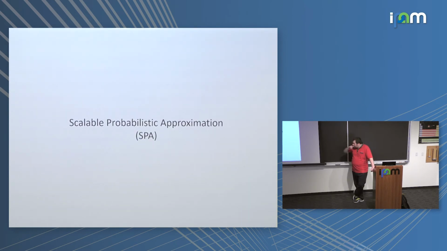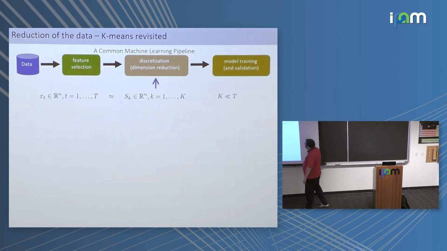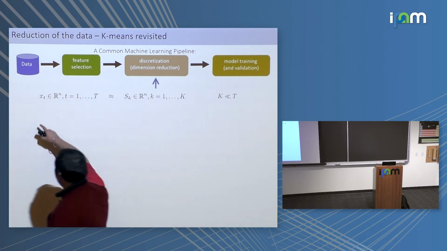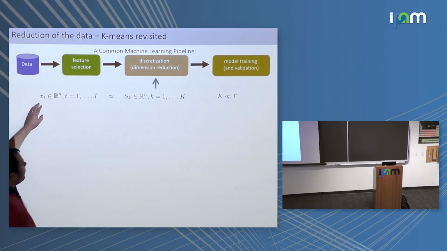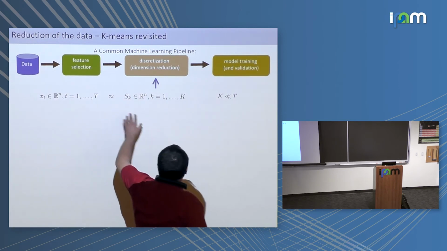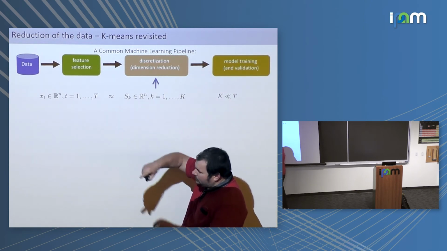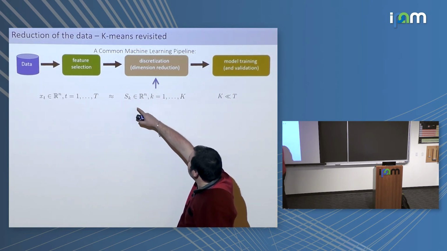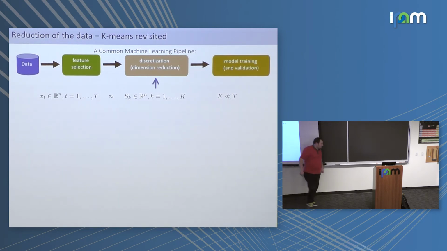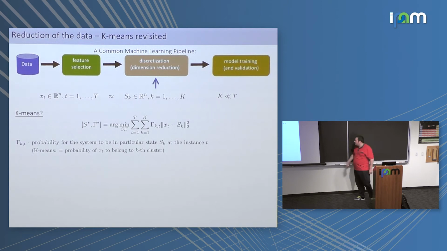So this was about the first topic. Now I would like to talk about the second one, the new one. We call it Scalable Probabilistic Approximation, and we would like to reduce the data in the same way as k-means, but in a better way. So suppose I have some data. Now I'm not talking about time series. I have some data x, and I would like to reduce them to some clusters, let's say, because this setting will be for a k-means like thing. Yeah, I can use k-means to do that.